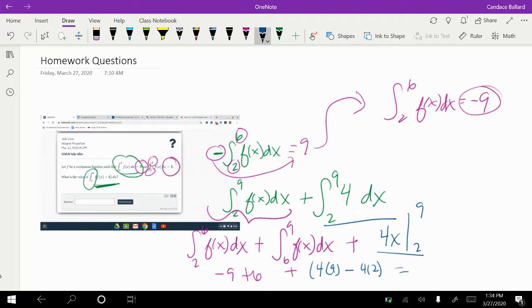All right, so we're just going to do the arithmetic. So negative 9 plus 6 is negative 3. 4 times 9 is 36 minus 8. And let's see, 36 minus 8 would be 28. And then plus negative 3 would be 25.